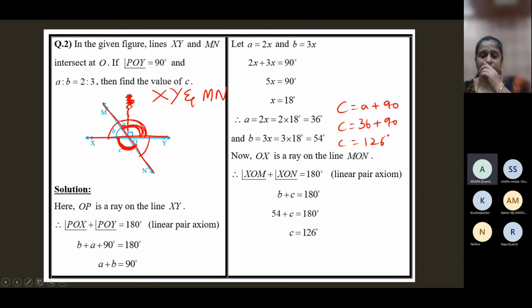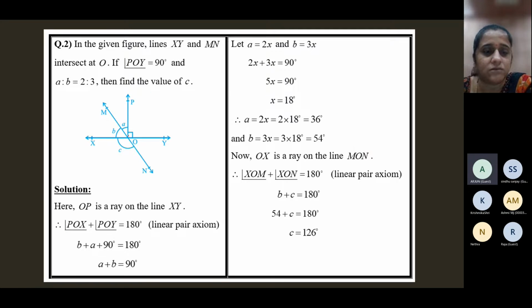You can also work it like this. You must say that XY and MN intersect at O. You can make a note of it. I'll write it now for you. Okay, so you should not see this one. So you must write: XY and MN intersect at O.